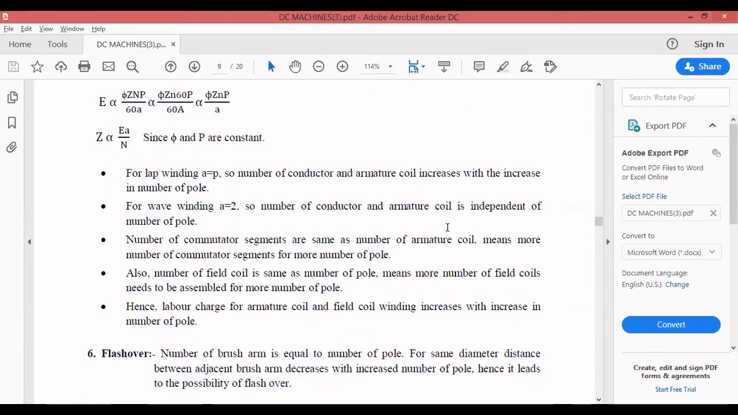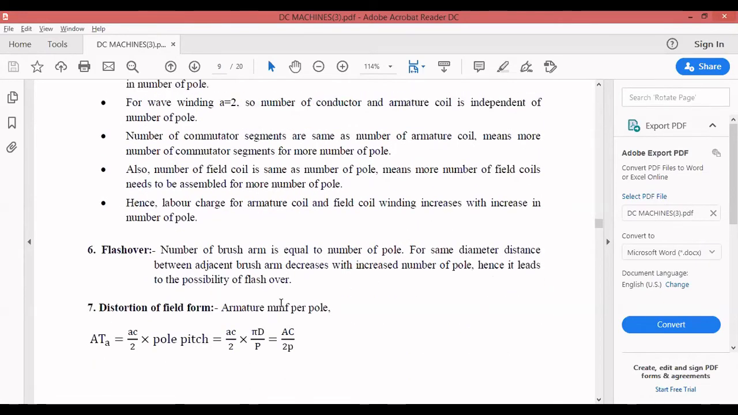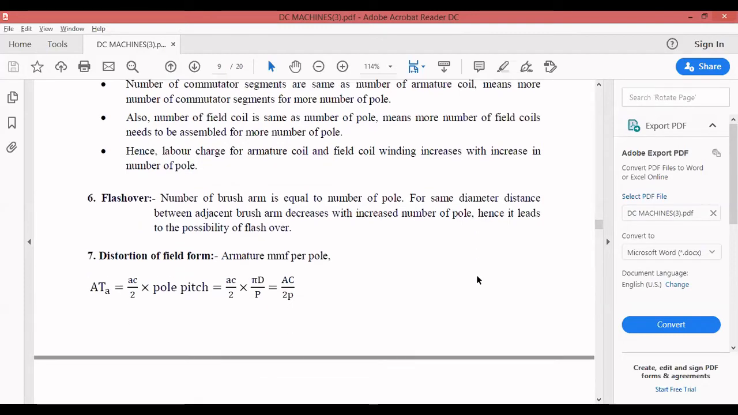There's a possibility of flashover during the commutation process. If we increase the number of poles for the same diameter of the armature, the distance between the adjacent brush arms decreases with the increased number of poles. Hence, it leads to a possibility of flashover with respect to your brushes. So see that you select an appropriate number of poles.